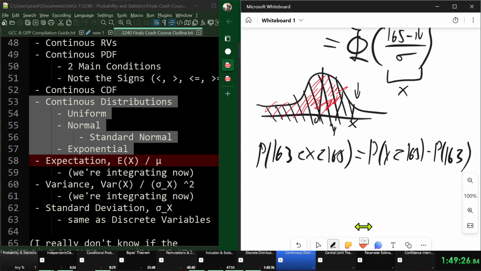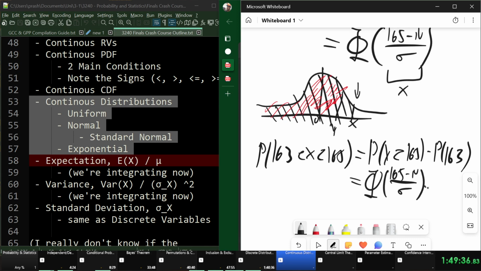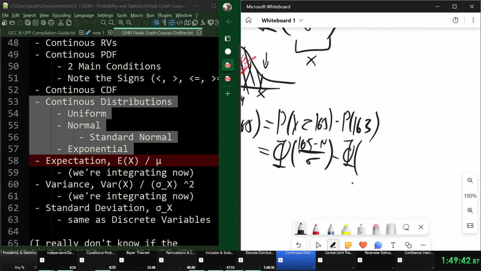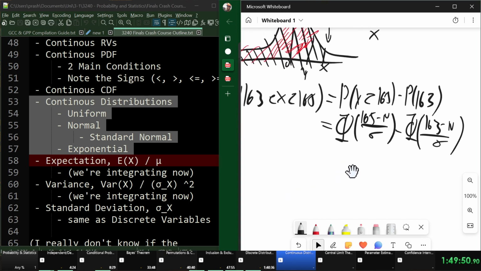So this will be phi of 165 minus mu over sigma. This is how you make it to a standard normal. And similarly, you get 163 minus mu over sigma. This is how you find the probability of a range.